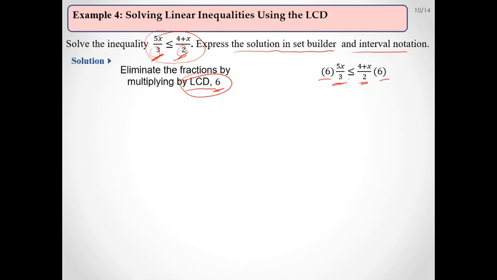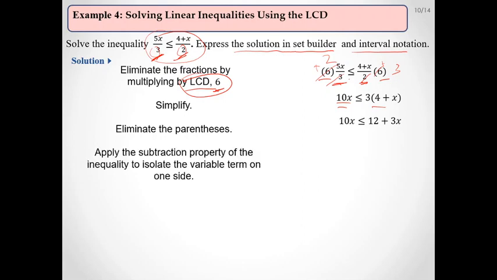You don't have to change the direction of the inequality sign because these are positive numbers. These are positive 6, positive 6. And then there will be cancellation here. 2 times 5 times x, and 6 over 3 makes 2, so 2 times 4 plus x. Then try to isolate x. Isolate x means send x to the other side, or subtract 3x from both sides, and you get 7x less than 12, and divide by 7 on both sides. No change in this direction here because this is positive.